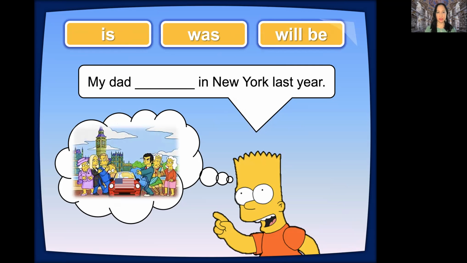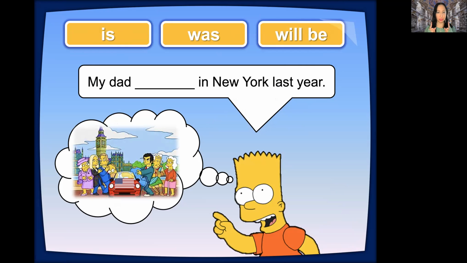Okay, here's another one we're thinking. It's in our head, but it happened when? That's right, last year. Okay, my dad blank in New York last year. My dad is in New York last year. My dad was in New York last year. My dad will be in New York last year.